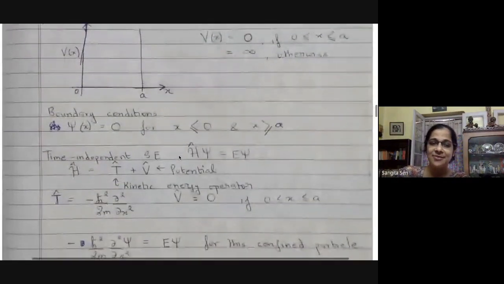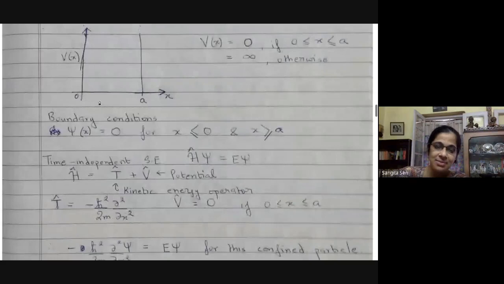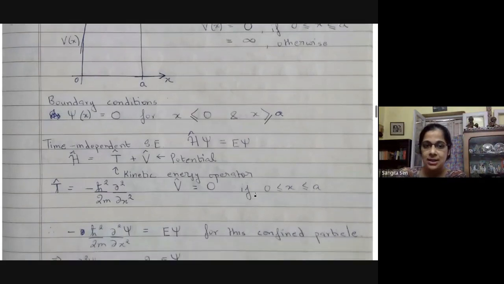And now we have something that we didn't have before. We have some boundary conditions to help us solve the differential equation. So we know something more about the wave function. We know that it must be 0 for x less than or equal to 0, and it must be 0 again for x greater than or equal to a. Okay.